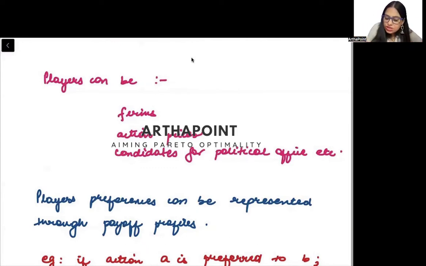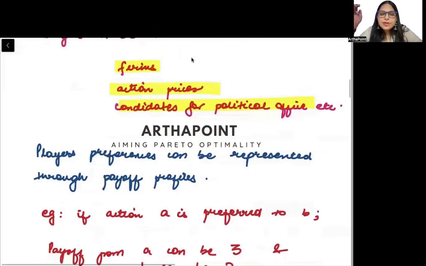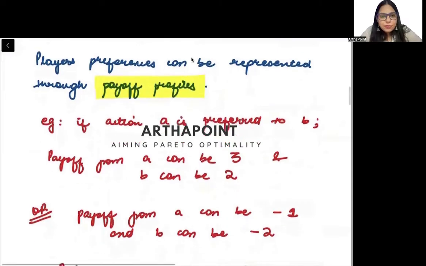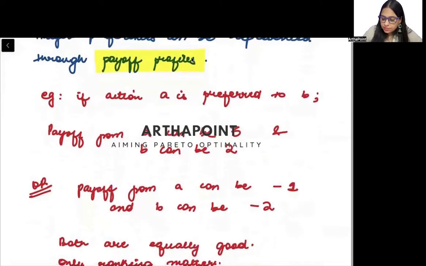Right? Now these players, they can be firms. दो firm decide कर रहे हैं whether they want to charge high price or low price from customers. They can be candidates for political office. They are deciding whether they want to fight over one thing or the other thing, right? So players can be anyone, right? And players' preference can be represented through their payoff profile. Okay. I will just show you how to make the profile. But before that, I just want to call out something.